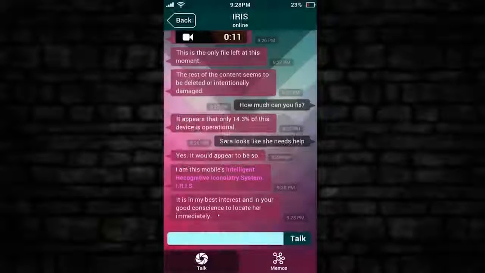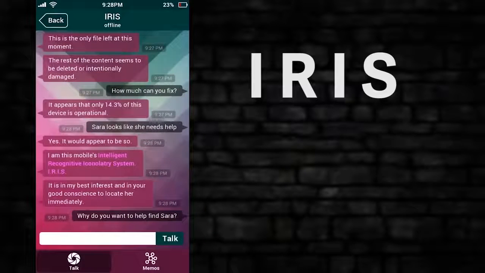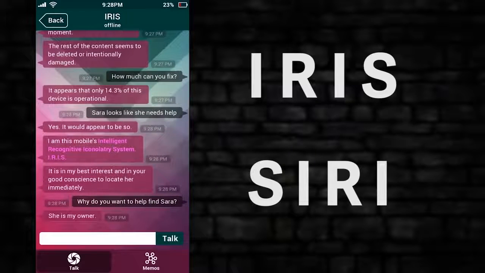And from the beginning of the game, you aren't allowed to forget how important it is that you find Sara. Her phone's AI system, Iris, is taking it way more seriously than you are throughout the journey. That's spelled I-R-I-S. Kind of sounds like another well-known smartphone AI whose name is spelled S-I-R-I, right?